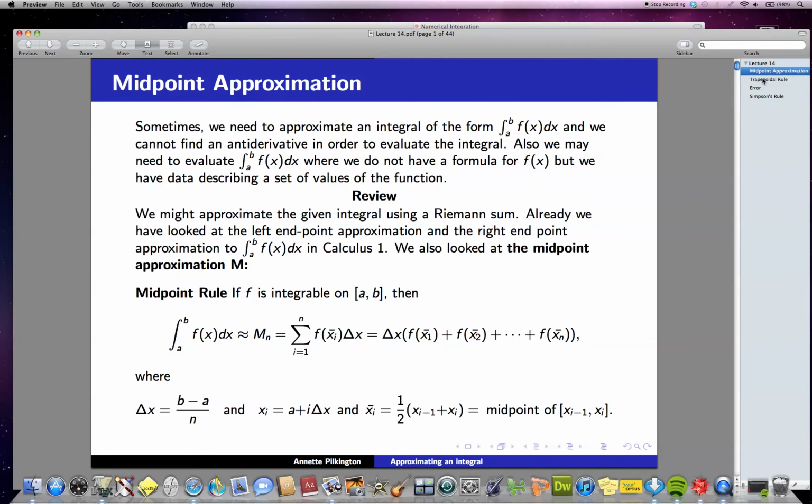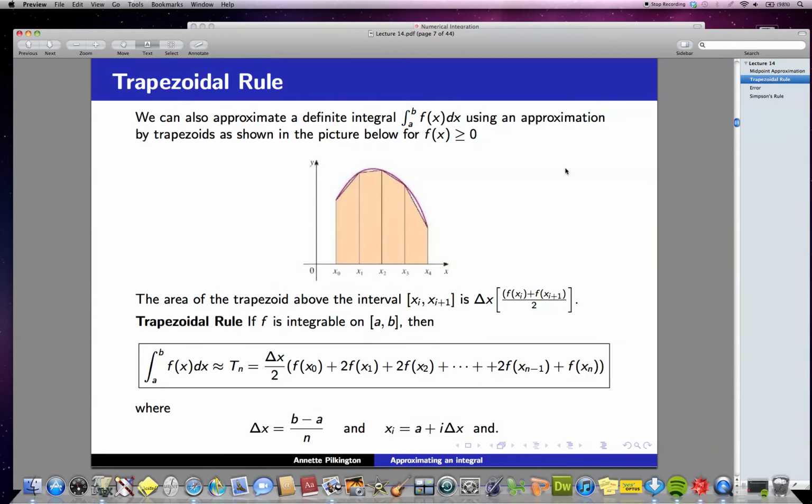We'll introduce two other methods of numerical approximation. The first one is the trapezoidal rule. And so here, instead of approximating with n rectangles, we approximate with n trapezoids. And so we construct a trapezoid above each subinterval. The height of this trapezoid above the left endpoint is f evaluated at the left endpoint, and the height above the right endpoint is the value of f at the right endpoint.